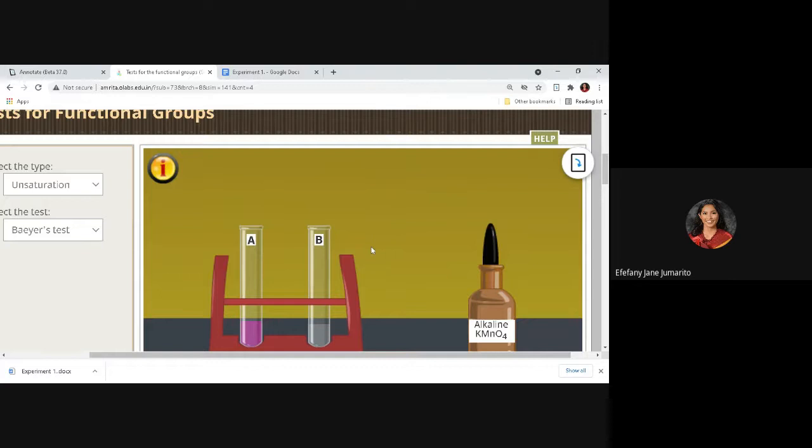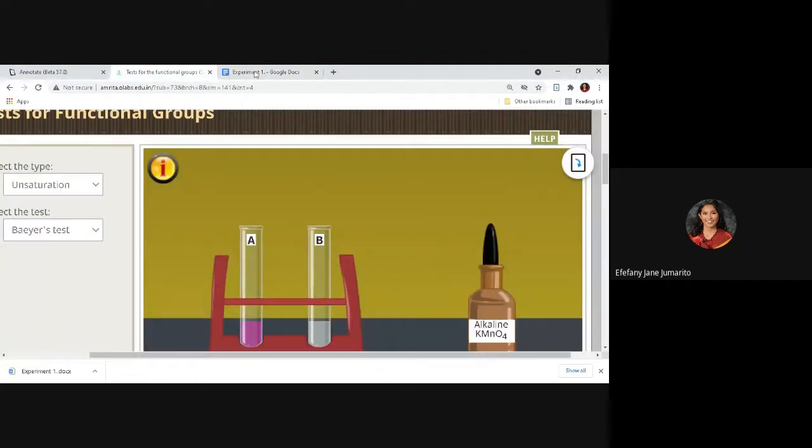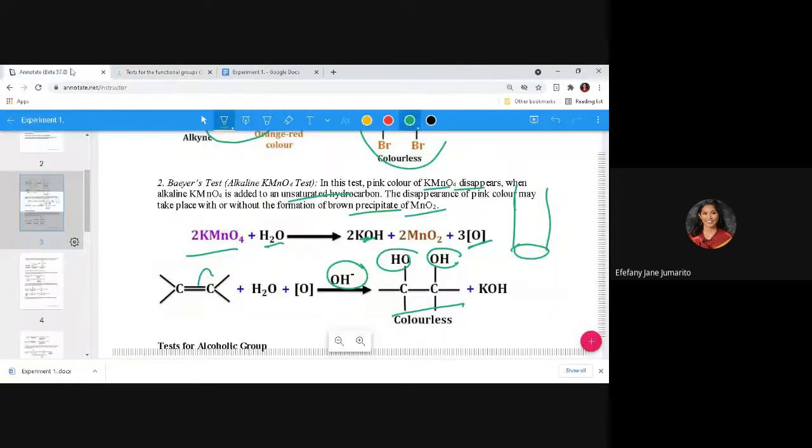Now, what about test tube B? Take note of your observations. Test tube B. Okay, now shake. All right, you see that one. Can you see, class? Yes, ma'am. Okay, now that's it. All right, so that's all for the test for unsaturation.